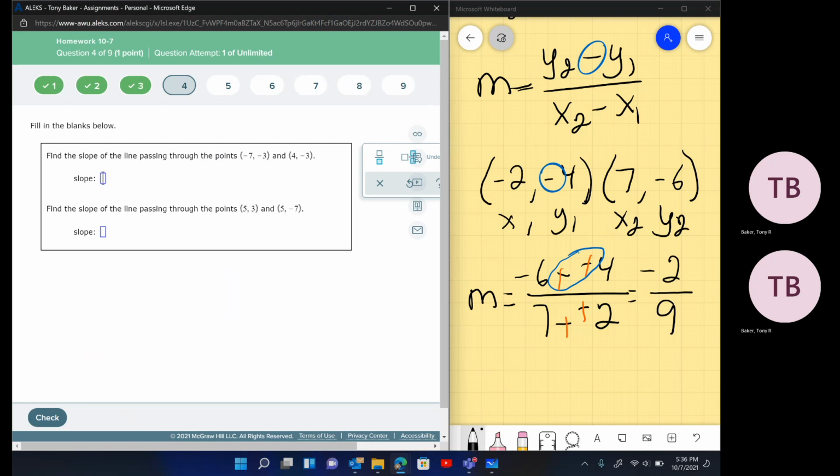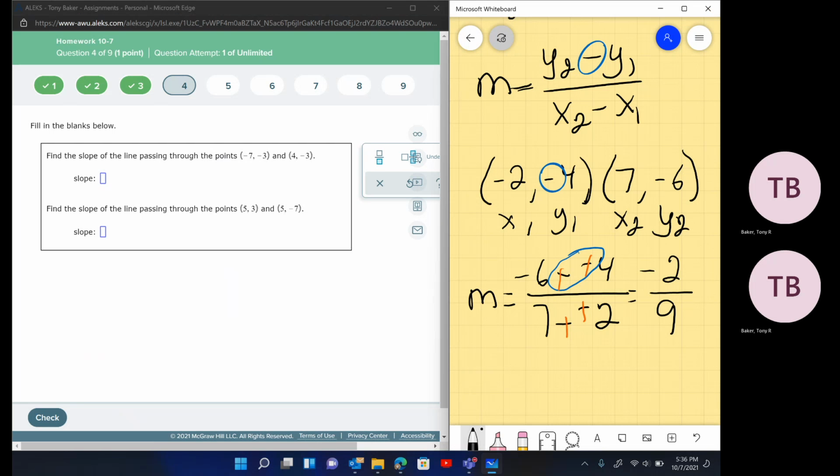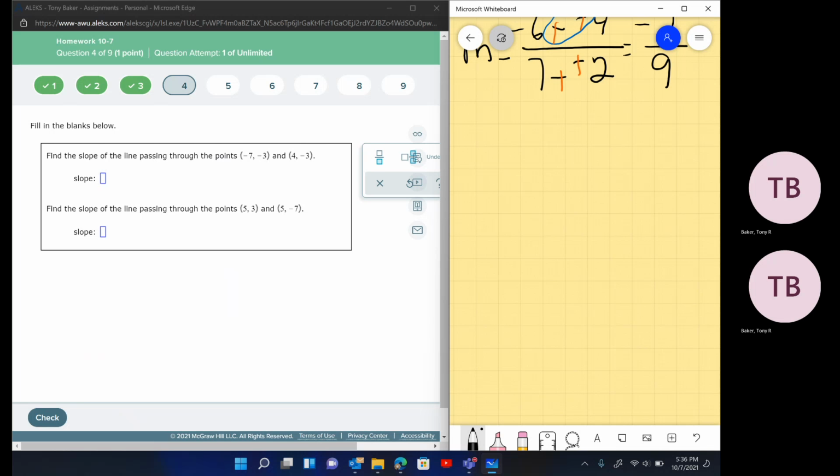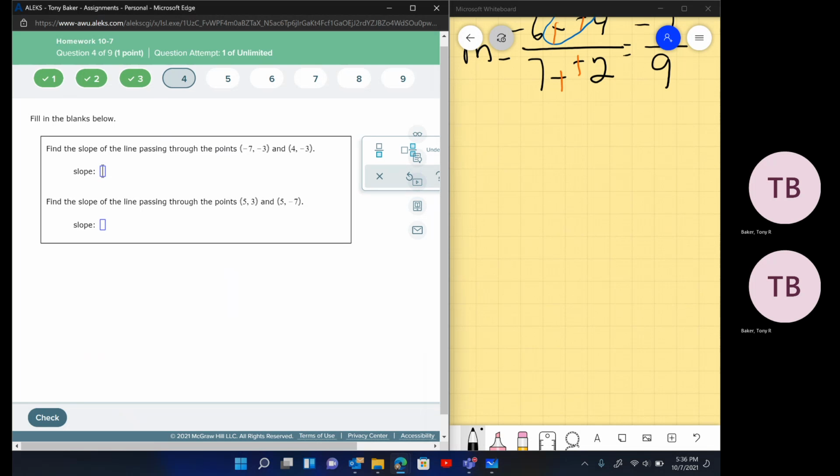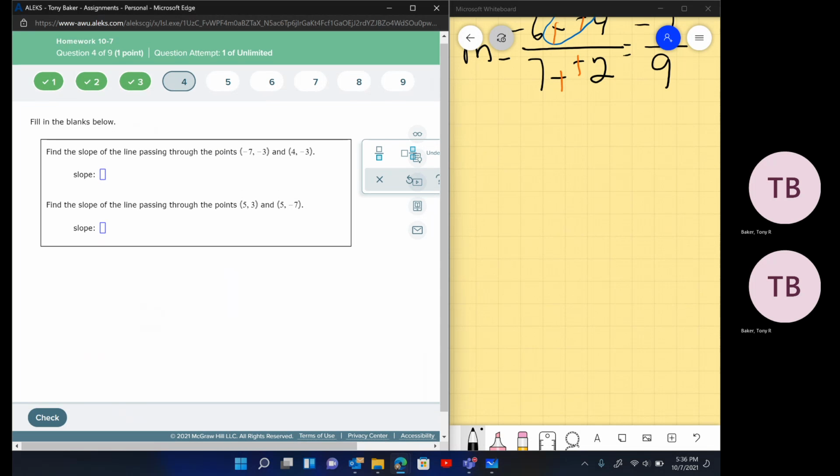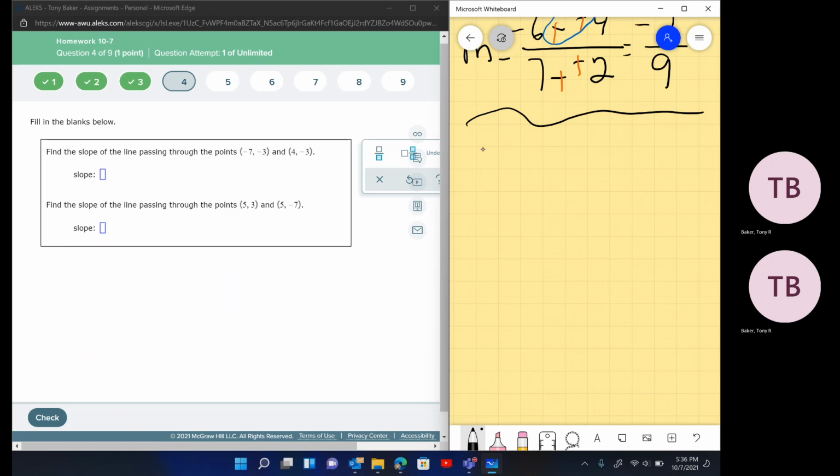All right, the next one. Same concept, but this topic is 0 and undefined slopes. There's actually a pattern to this one if you want. I'm going to show you the pattern. You could easily do this with the slope formula. If you get a 0 on top, it's obviously 0. If you get a 0 on the bottom, it's undefined.